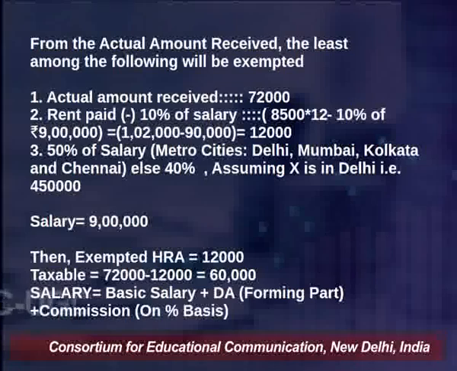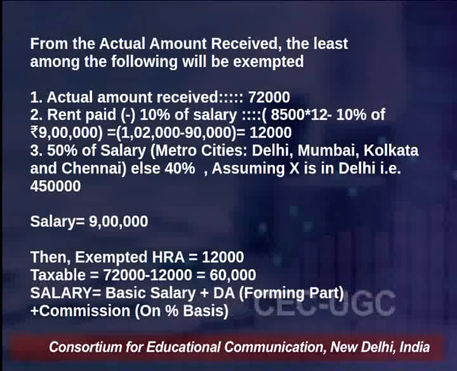For example, let's say any person, any employee, Mr. Z, receives an actual amount of HRA as 72,000 rupees, and let us suppose he has a salary of 9 lakh rupees. Now here, as I mentioned, this 9 lakh rupees is an aggregation of your basic salary plus the DA that is forming part of the same, plus the commission on the percentage basis. Now you have been given that you have a salary of 9 lakh rupees and you are receiving an HRA of 72,000 rupees.